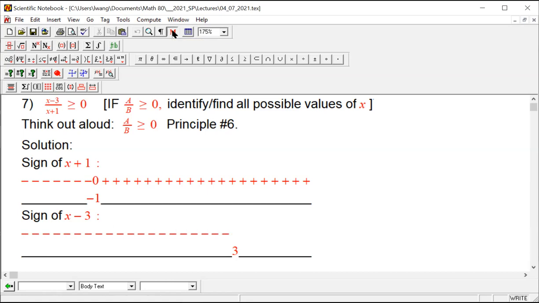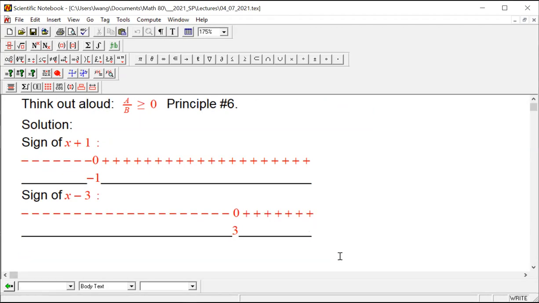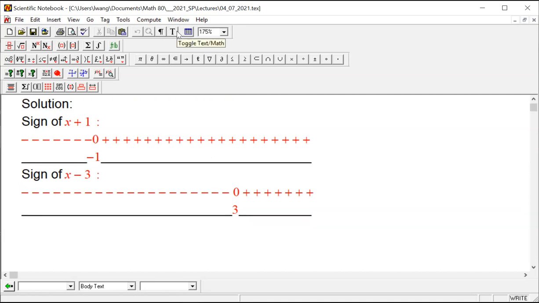At 3, it's 0. And if we pick any number larger than 3, we plug in x minus 3, we're going to get positive. So you can see this method, using these principles, is really similar to what we have done earlier with the factored form of a quadratic. Okay, so the places changing sign would be -1 and 3, and these are the 3 intervals.